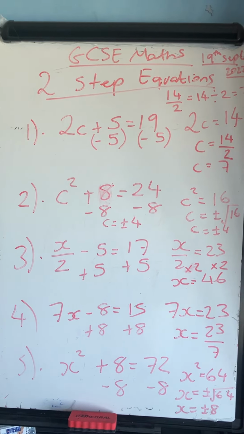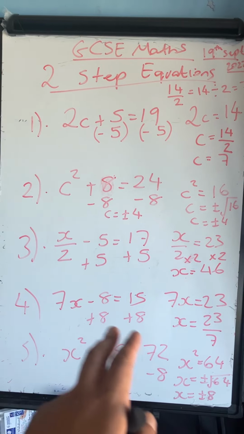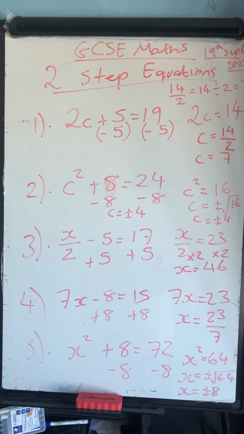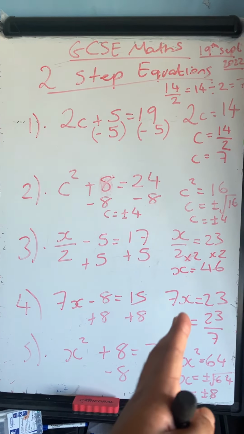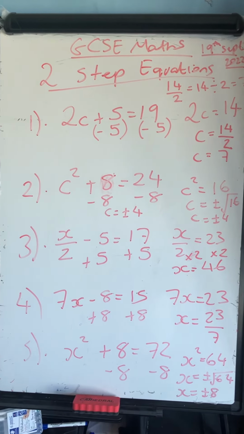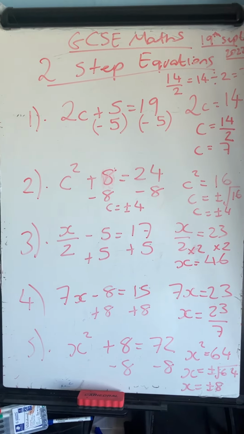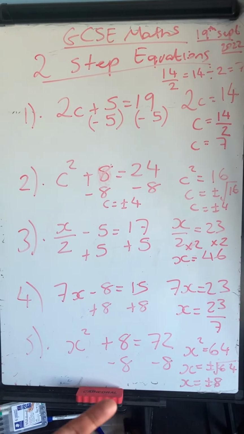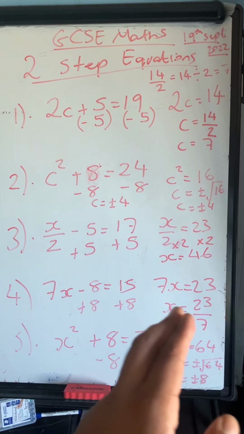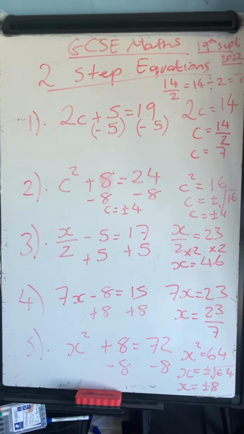Question number 4, 7x minus 8 is equal to 15. If I add 8 to both sides of my equation to balance it respectively, I get 7x is equal to 23. Dividing both sides by 7, because 7x means 7 times x, or x times 7. So the opposite of timesing by 7 is dividing by 7. So x is equal to 23 out of 7, or 23 sevenths.